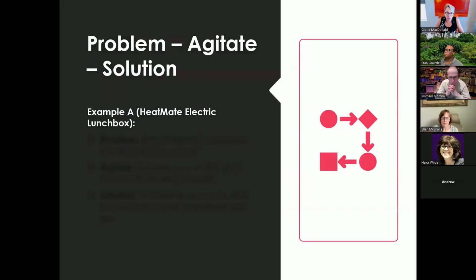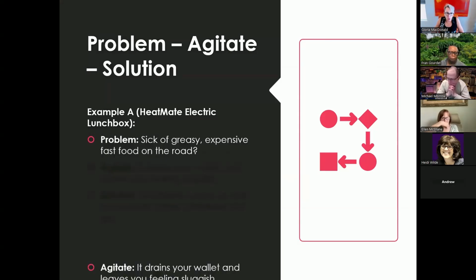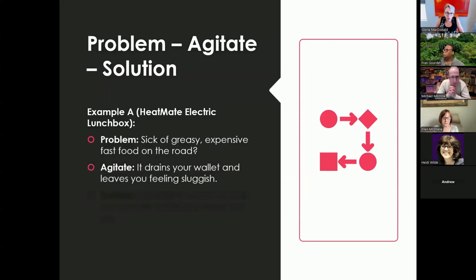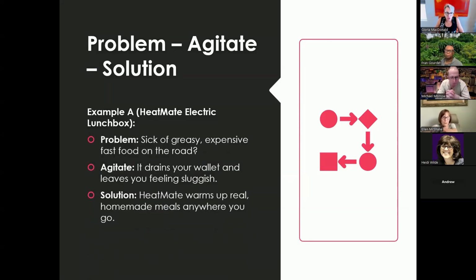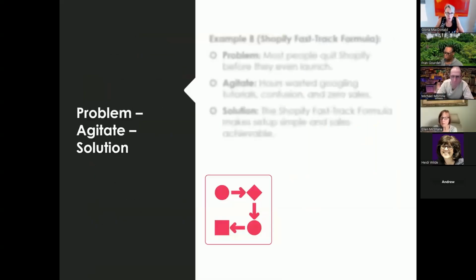So let's say we're, again, doing the HeatMate electric lunchbox. Sick of greasy, expensive fast food on the road. It drains your wallet and leaves you feeling sluggish. HeatMate warms up real homemade meals anywhere you go. Perfect example, right? Problem, you agitate it, and then solution.